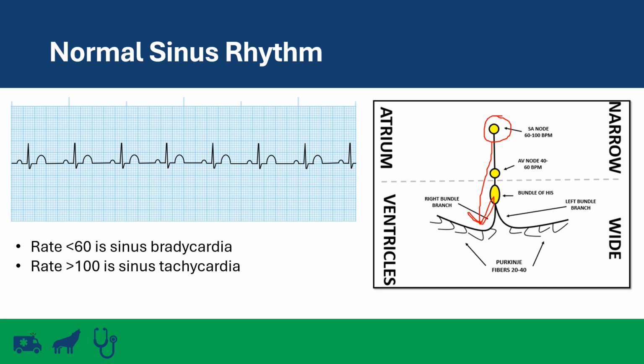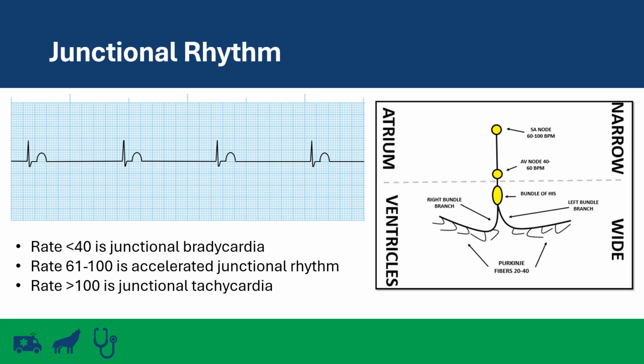If this rate was less than 60, we would consider this sinus bradycardia. If the rate was greater than 100, we would consider this sinus tachycardia. So this is a sinus rhythm because the impulse that leads to contraction started from the SA node.